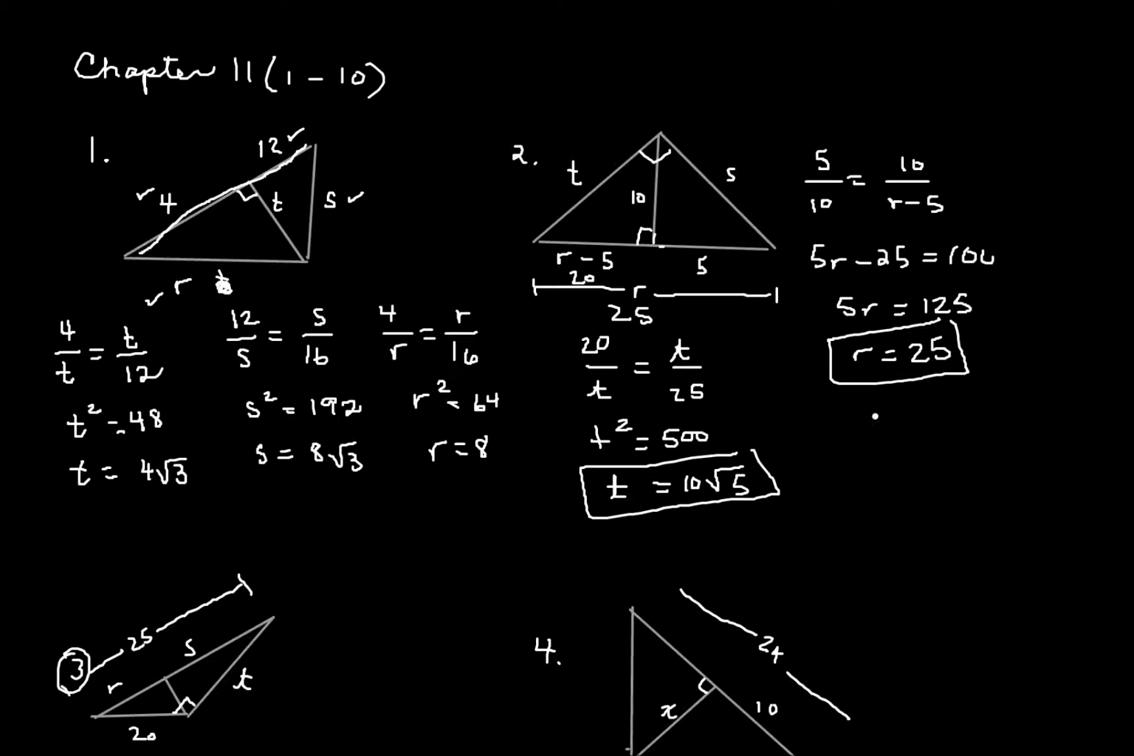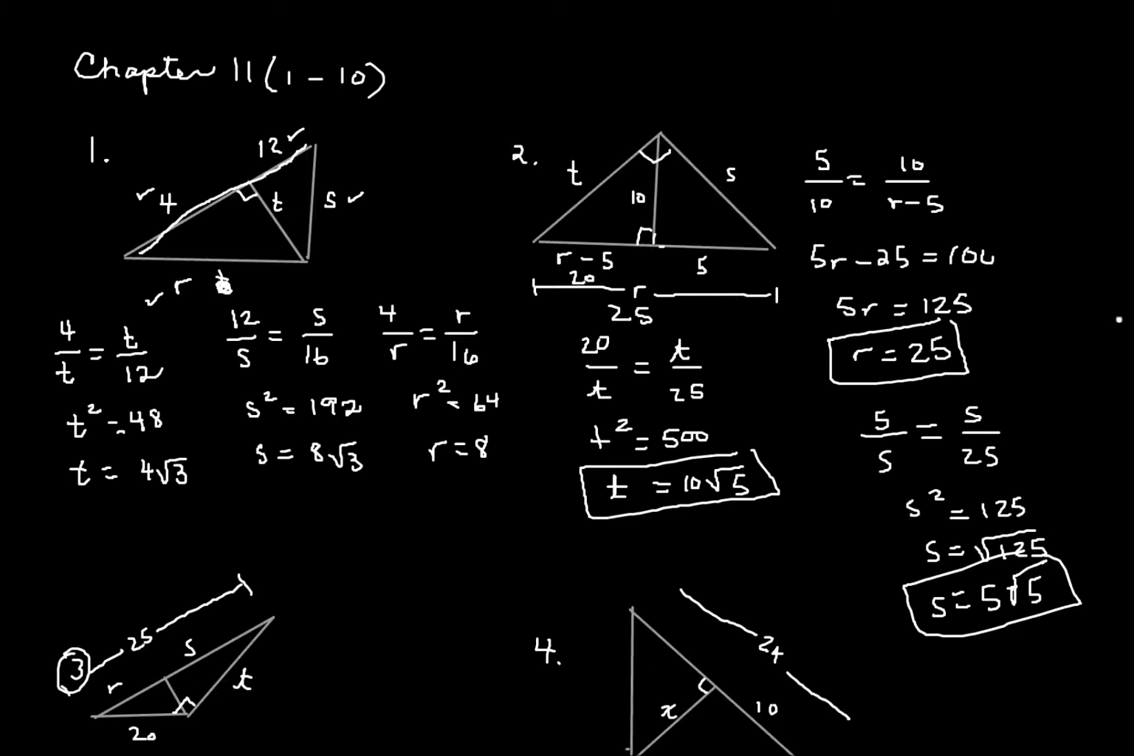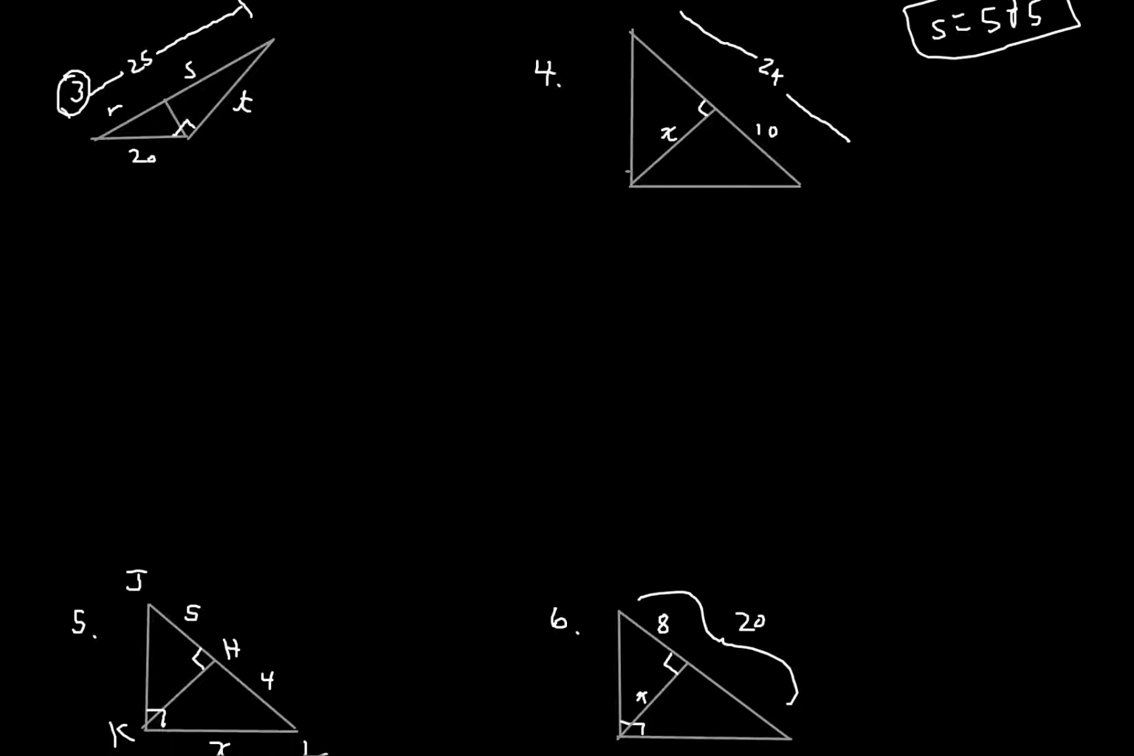Now we have to get S. So S gets to go in the mean proportion spot. 5 is the one closest to it on the hypotenuse. The entire thing is 25. So we get S squared equals 125. S equals the square root of 125. And that would be 5 square root of 5. So that would be S. All right, moving right along here. These are all similar, ever so slightly different.